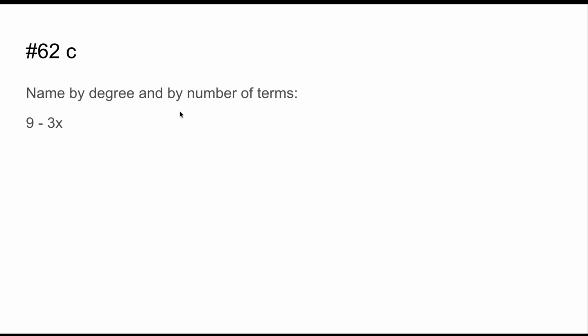Name by degree and the number of terms. How many terms does it have? 2. The highest power is x, just to 1 power. So this is a linear binomial. Linear means power of 1.